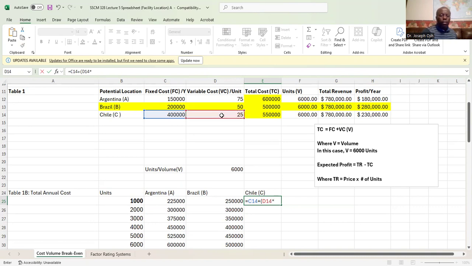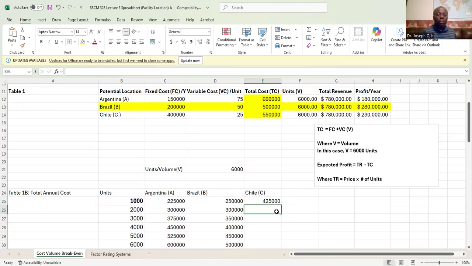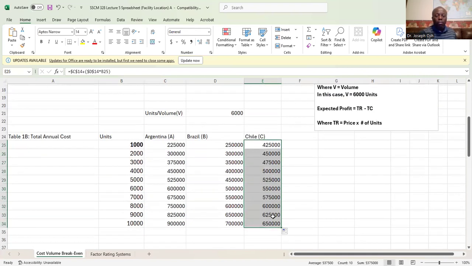Times the output or the units. You freeze the fixed cost and then freeze this one. And then do the same thing for the variable costs for the given units. Then, of course, copy it down.